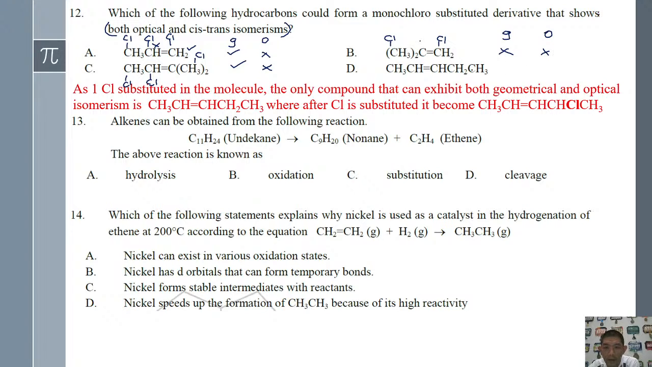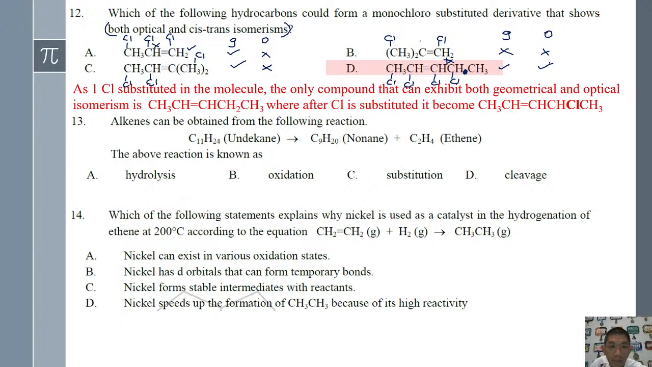And finally, for D, if you substitute one of the hydrogen with chlorine, you can have geometrical. And this one will become the chiral carbon atom, which is optical. So the best answer in here is D.